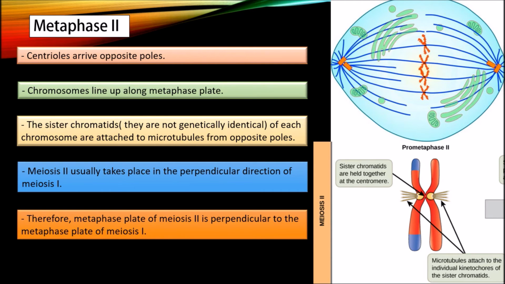Meiosis 2 usually takes place in the perpendicular direction of meiosis 1. Therefore, the metaphase plate of meiosis 2 is perpendicular to the metaphase plate of meiosis 1.